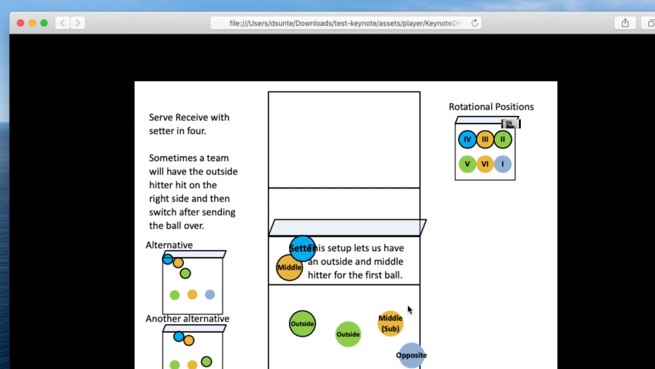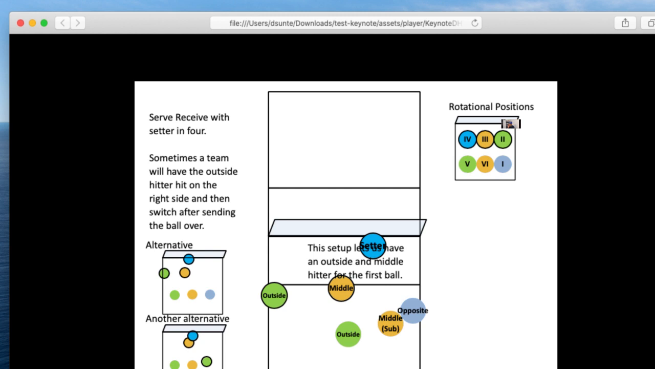After the serve, setter goes to their positions. The outside comes there. The opposite comes up, maybe for a back row hit. And then you send it back and everybody goes to their positions. As you can see there.